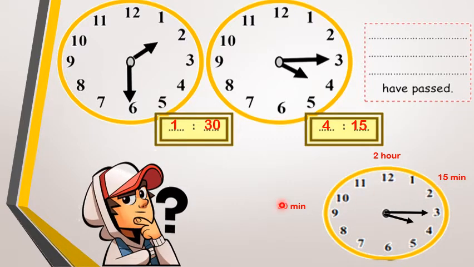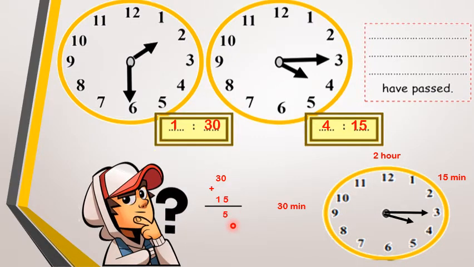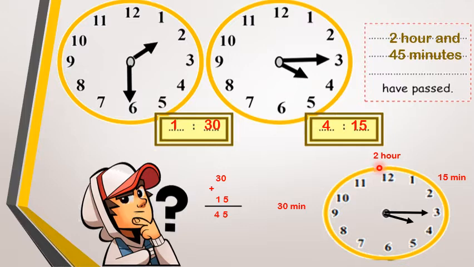Let's calculate the minutes together. The minutes that have passed are 30 plus 15, so 0 plus 5 is 5, 3 plus 1 is 4. So the time that has passed is 2 hours and 45 minutes.